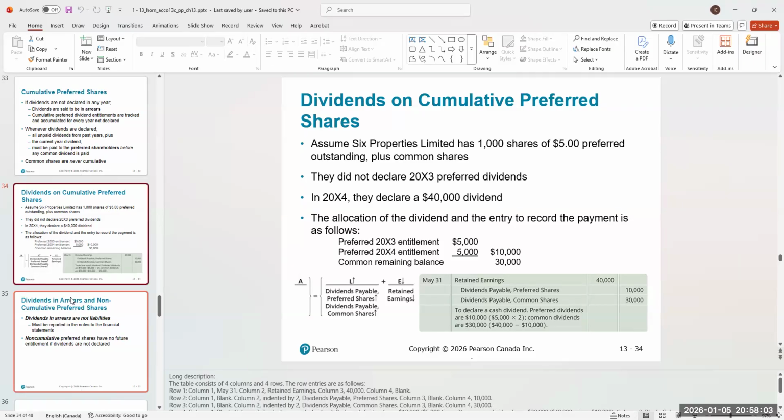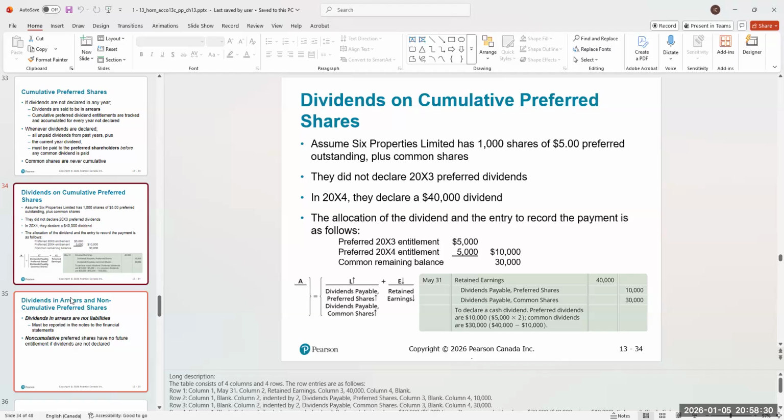If there's anything left, it's going to go to the common shares. So in this case, from retained earnings, we're going to reduce retained earnings by $40,000, and then we're going to have dividend payable for the preferred shares of $10,000, $5,000 for 2023 and $5,000 for 2024, plus the dividend payable for the common shares of $30,000. That's on the declaration date.